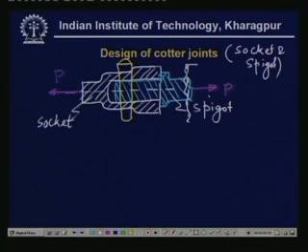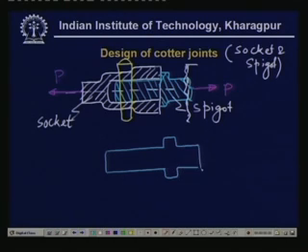Now let us consider the spigot. You see the critical section of the spigot is somewhere here. If you look from the top, the spigot looks like this, and the cotter is inserted over here. This is the cotter insertion point. And these are circular cross sections. So, therefore, the critical cross section will be somewhere here. And if you draw the cross section, then it looks like this, through which the cotter passes. So, this is the critical cross section of the spigot.